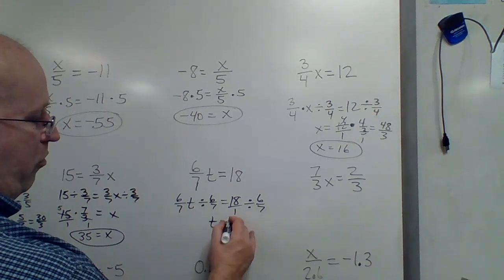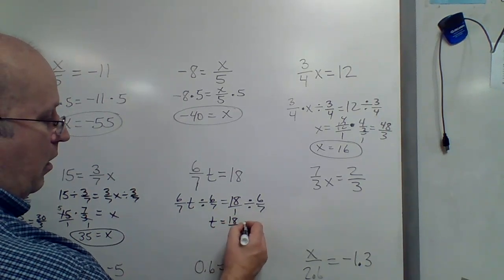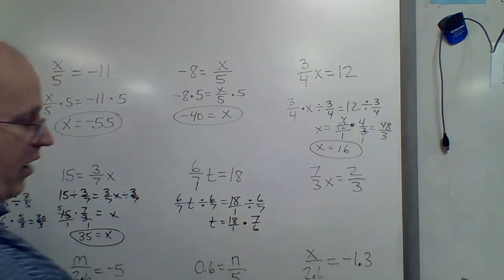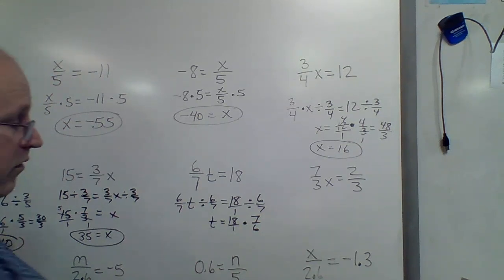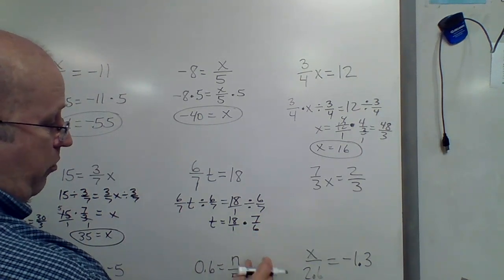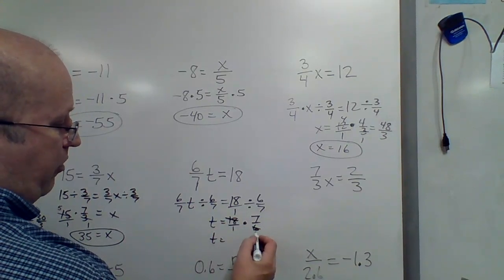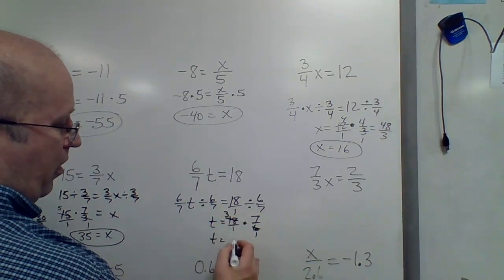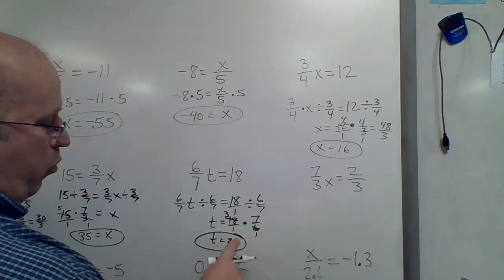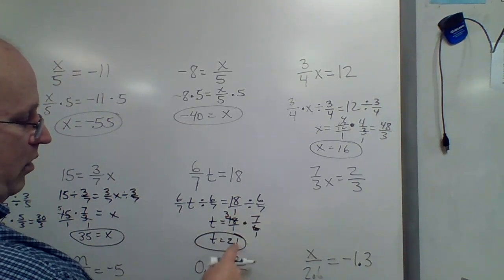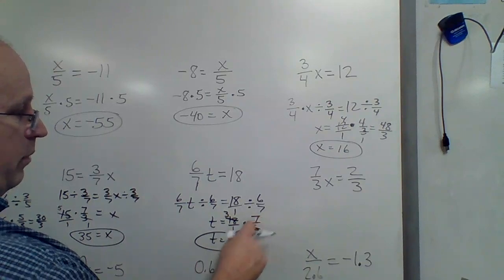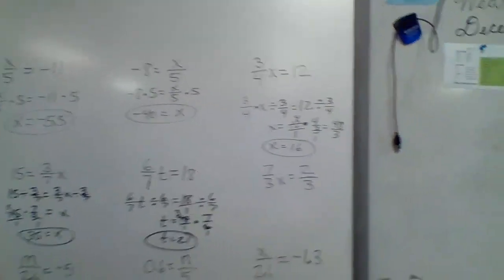We divide fractions by multiplying by the reciprocal of that second number. Remember that? And we can do some simplifying here. Divide by 6, divide by 6. And when we do that, we get an answer of 21 because 3 times 7 is 21.